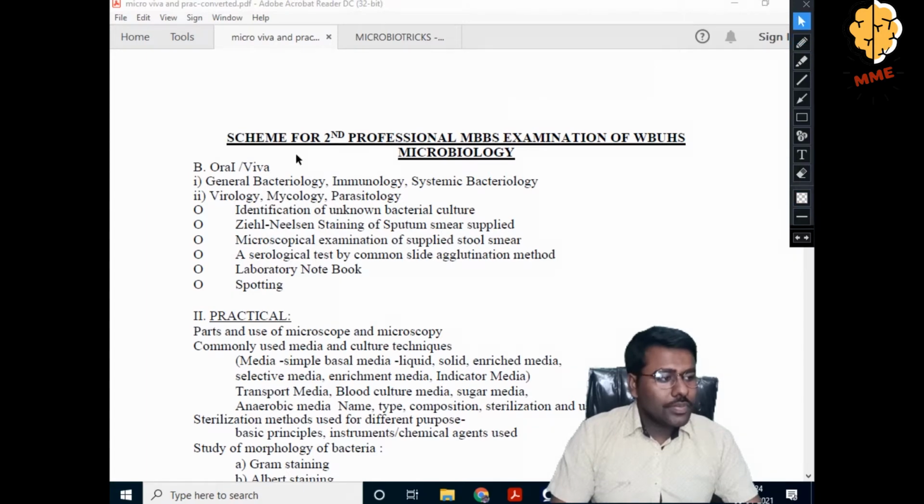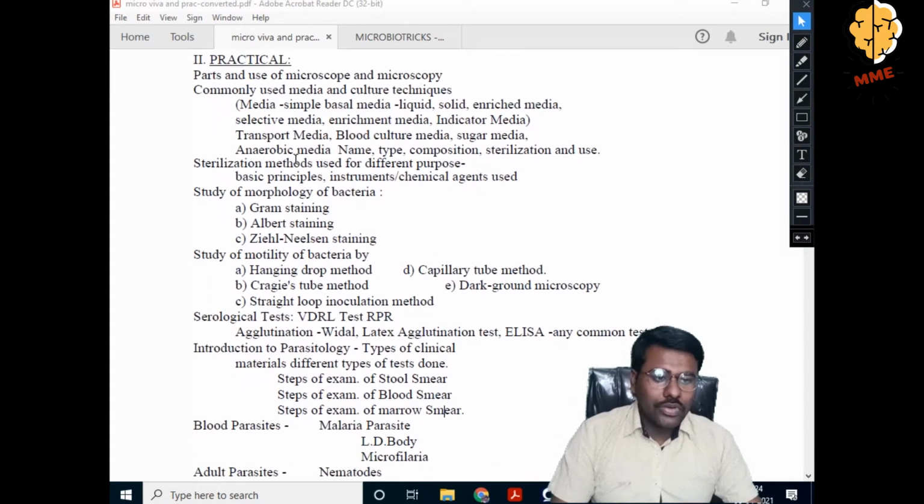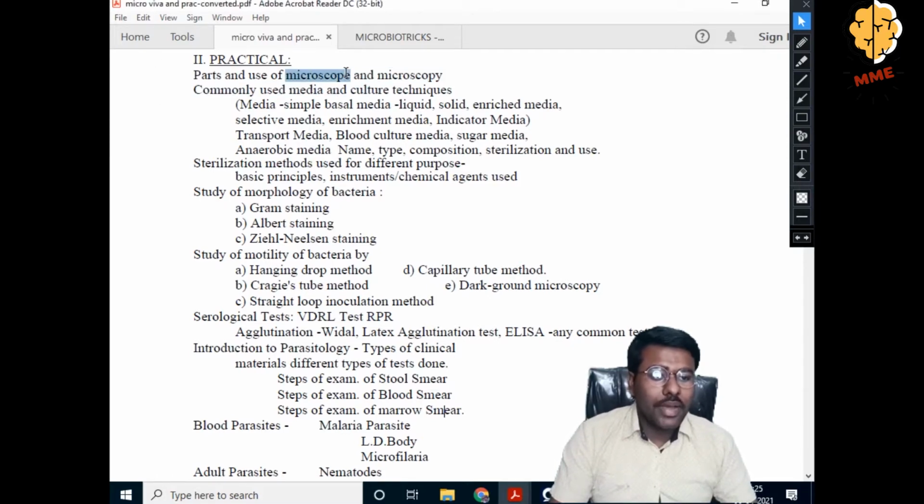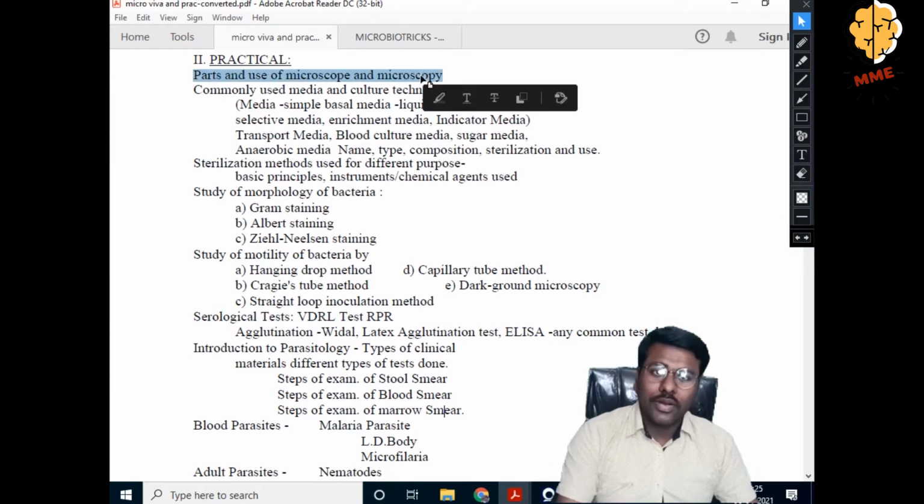Okay, so about the practical part, I want to deal here with what topics you have to study. Please note, don't write anything. I will provide this PDF. Please note which points you have to study. First of all, you have to study the microscope: the eyepiece, the objective, the power of objectives, when there is oil immersion, when there is high magnification, and what is the function of them. You have to study the parts and use of the microscope.